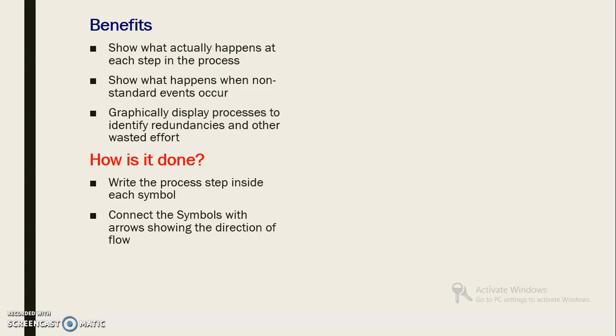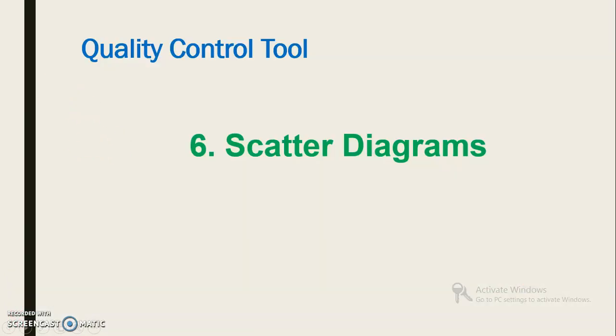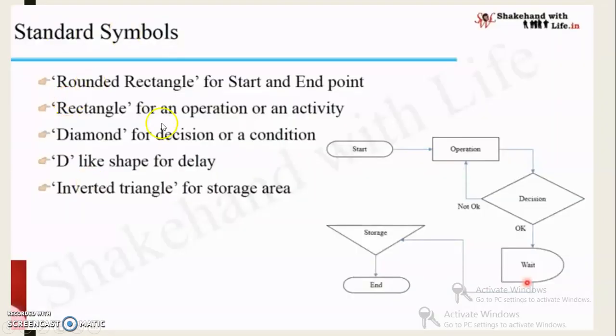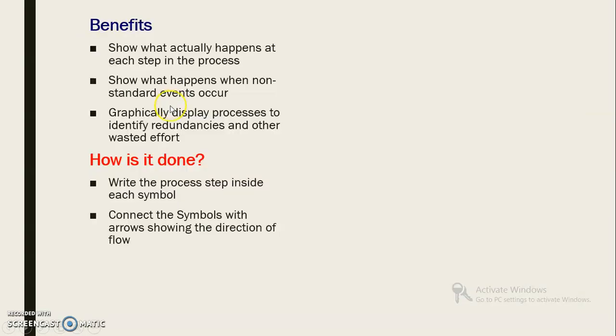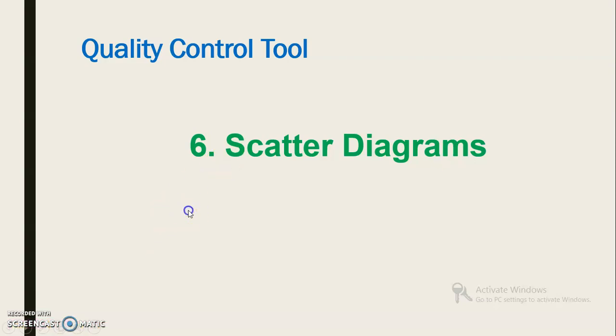From an inventory management perspective, it is also helpful to track and trace the different levels of the inventory while work in progress. So again, these are the standard symbols which were discussed earlier in the slide. Through that, this flow chart is the tool we are working on. Moving ahead, the next quality control tool is the scatter diagram.